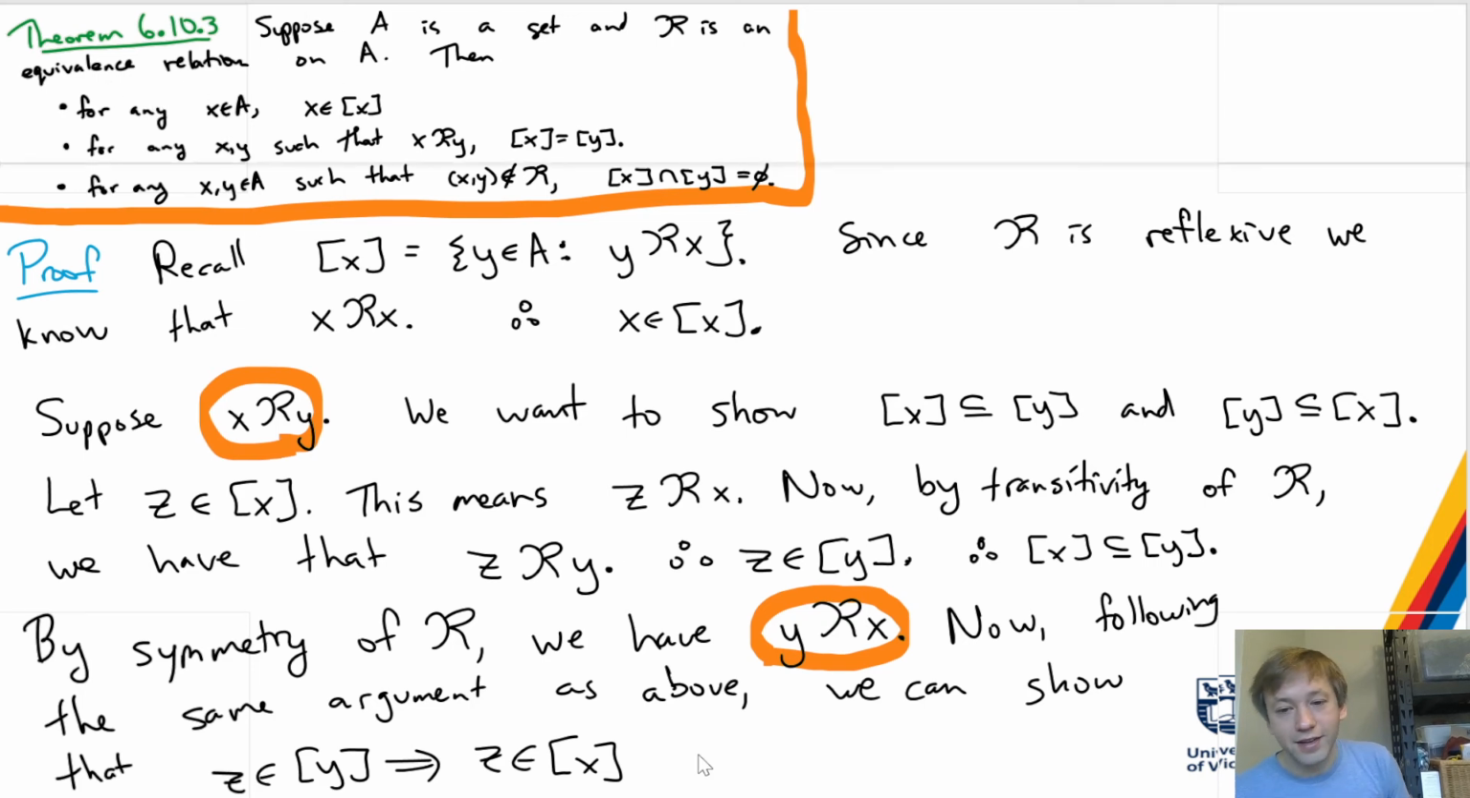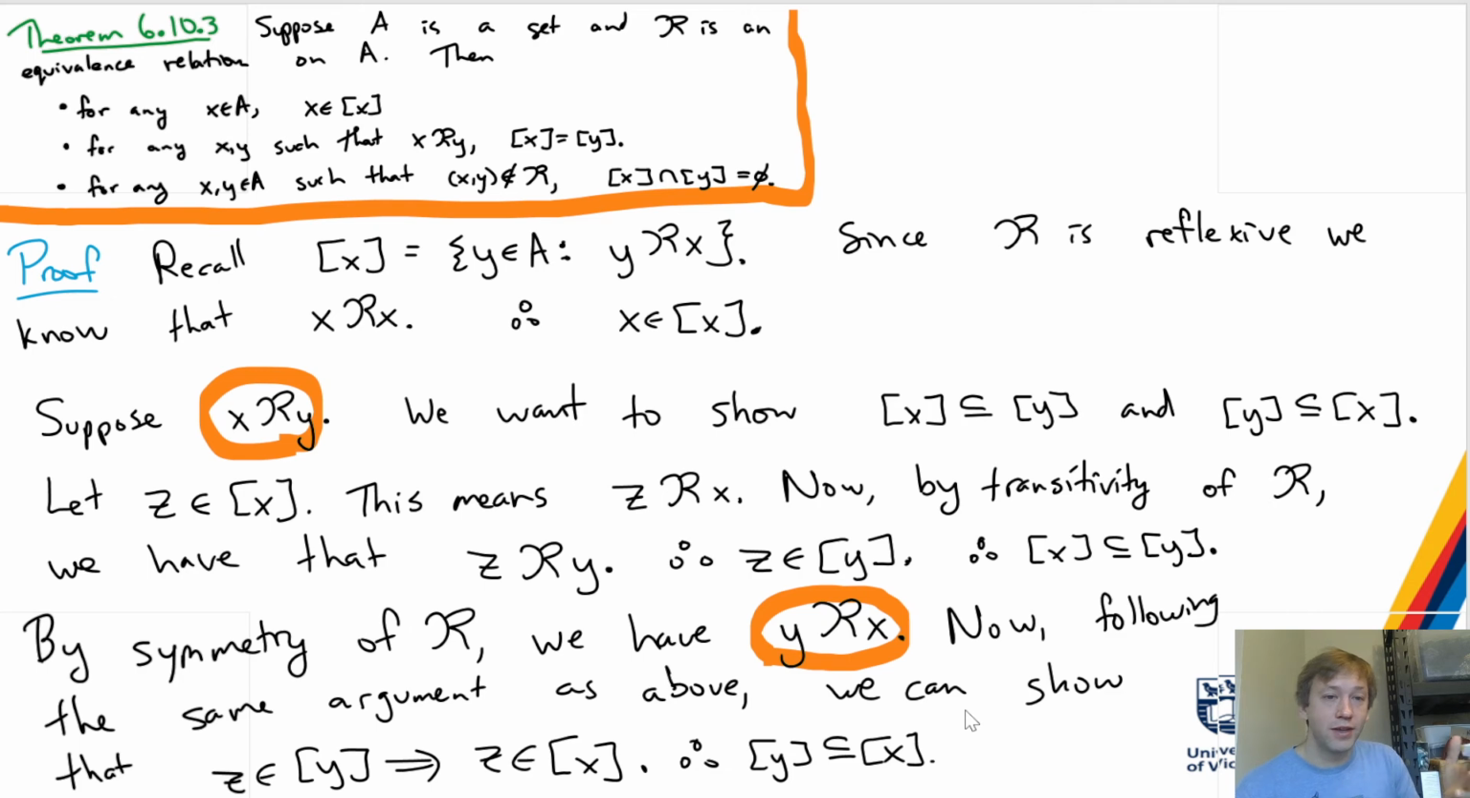And when you do that, this implies that the equivalence class of y is a subset of the equivalence class of x. And now we've shown that one is a subset of the other in both directions, so therefore the equivalence class of x is equal to the equivalence class of y.